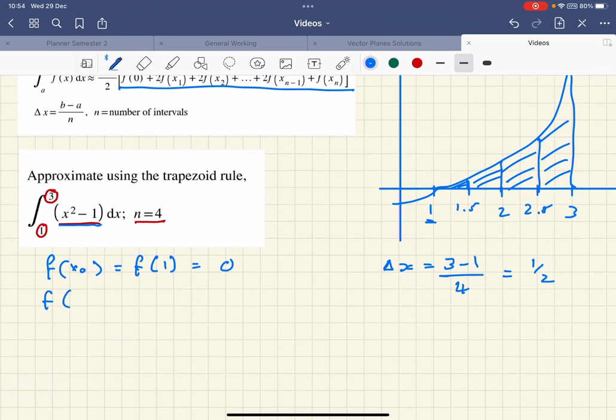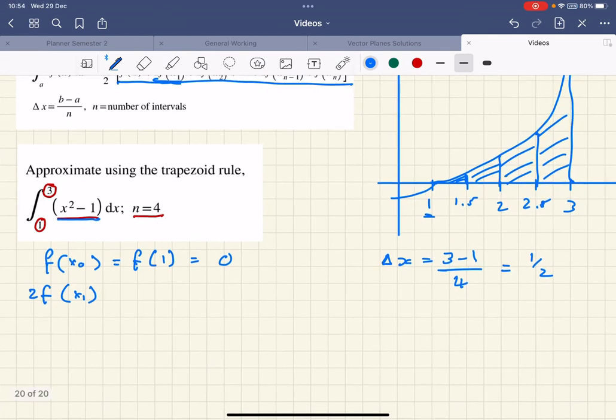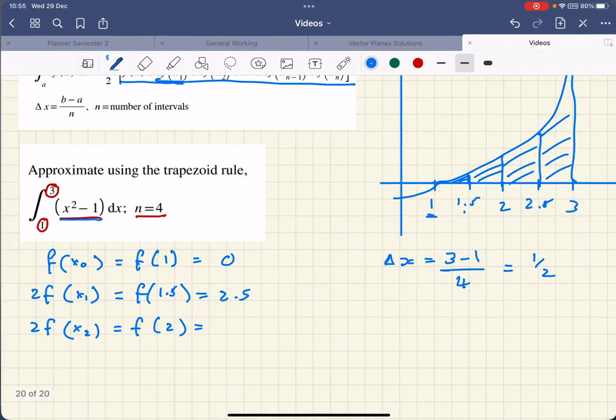Next, I'm going to work out my x1, and I'm going to times this by 2 if you look at the formula here. So all of these are going to be times by 2 except the beginning and the end. Now that's 1.5. So I'm going to put 1.5, that's my second interval, into there. 1.5 squared, take away 1, which gives me 1.25. And then I'm going to double it to give me 2.5. And this is just some tedious maths work now. So x2 is the second one, which is f2, my next interval. And I double it and I get 6.